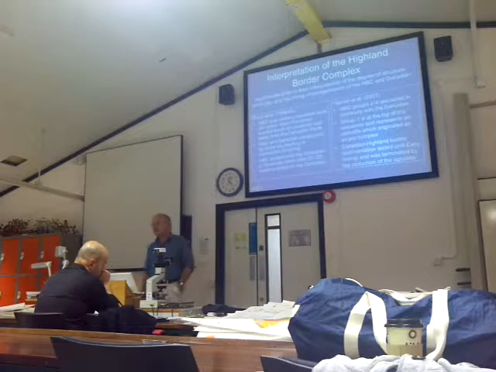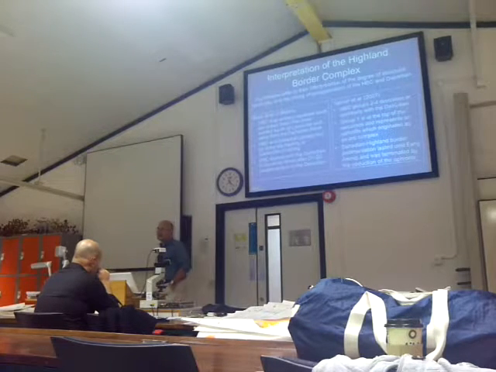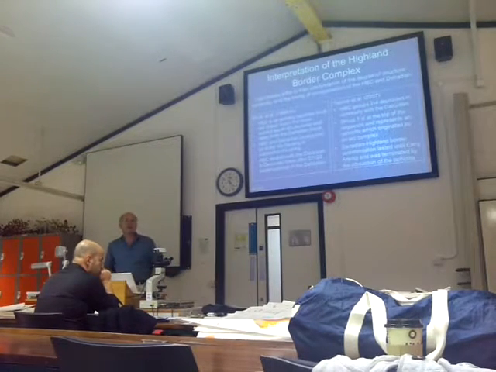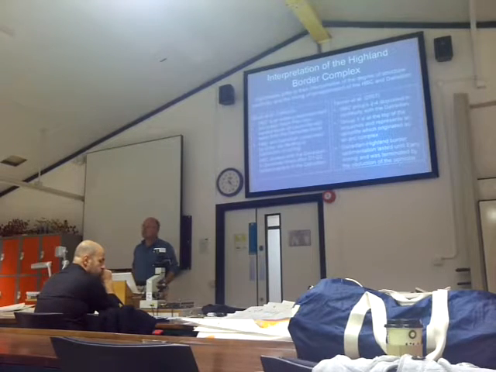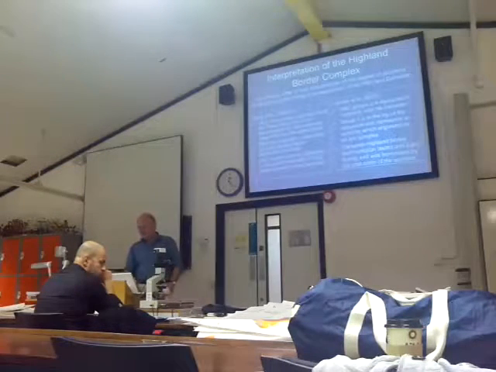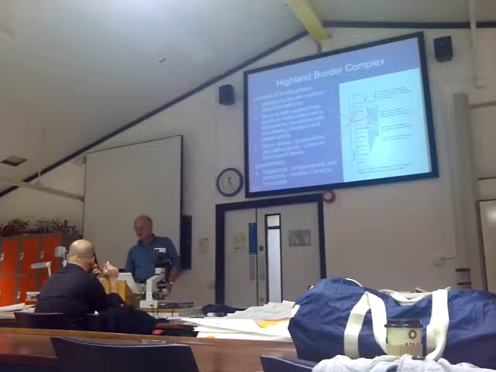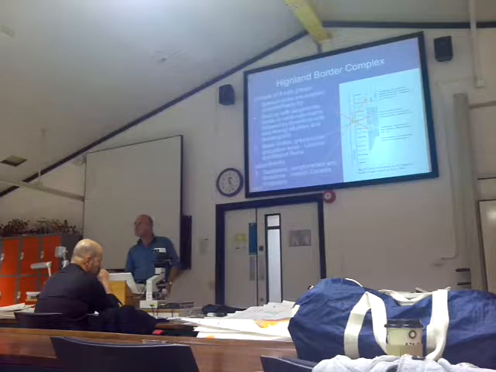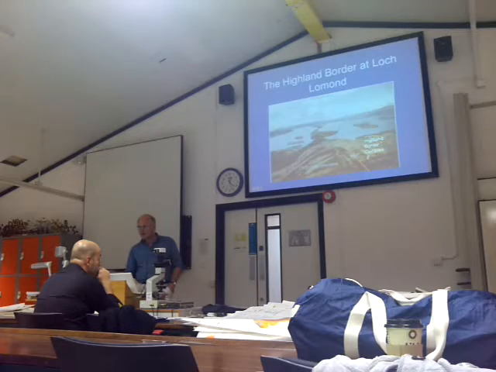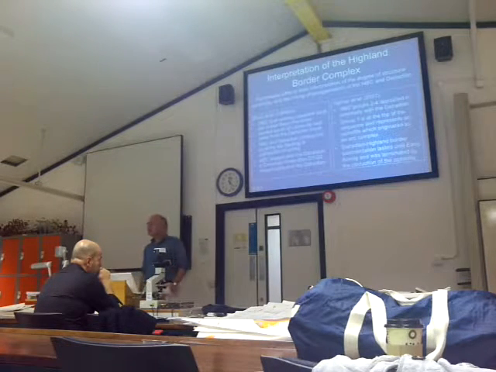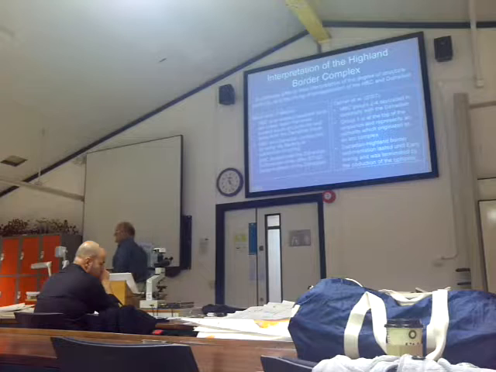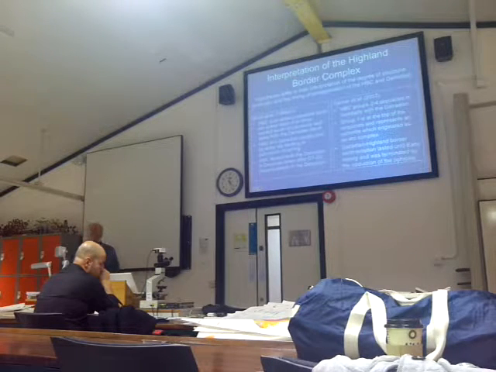The second group of hypotheses has been developed by Tanner. There are a couple of Tanner papers on Moodle for you to look at. He proposes that groups 2 and 4 of the Highland border sequence, so that is this part of the sequence, okay, the upper part of the sequence, was deposited in a continuous sequence with the Dalradian.